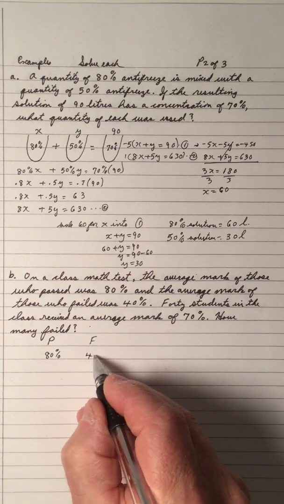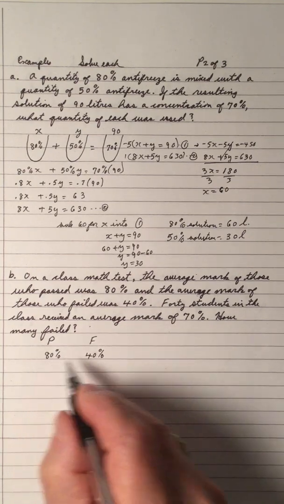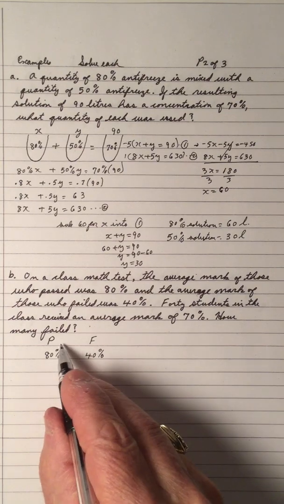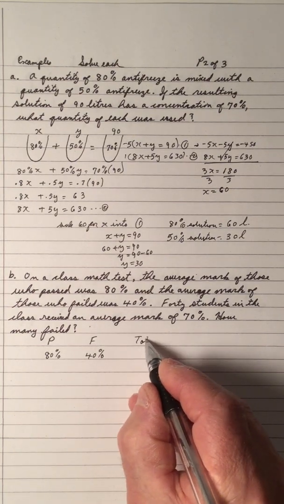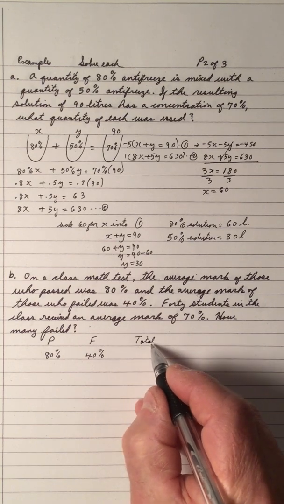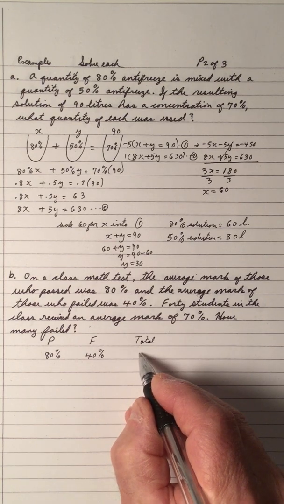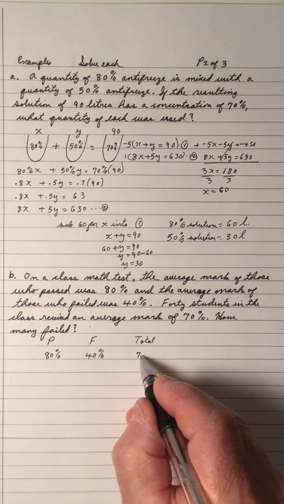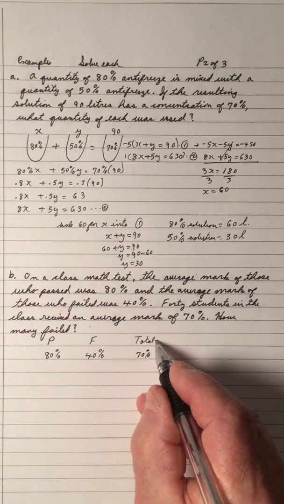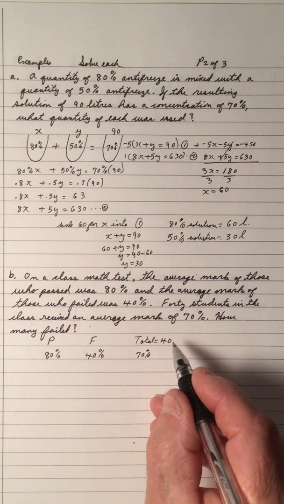You could say 40% for those who failed, or just 40. And together, if you add these together, you're going to get the total number of students altogether, which is going to have an average mark of 70. And the total number of students we know to be 40.